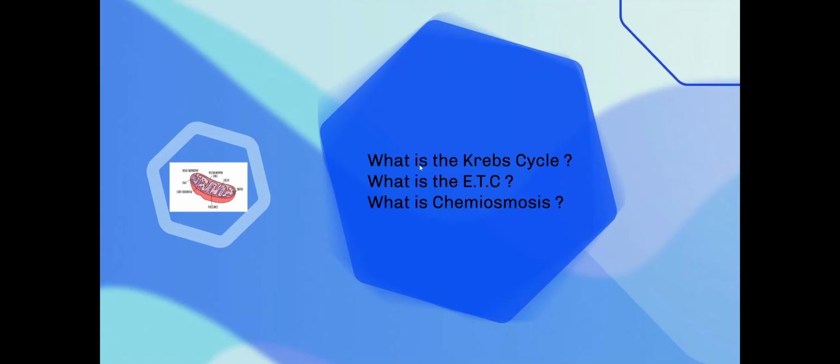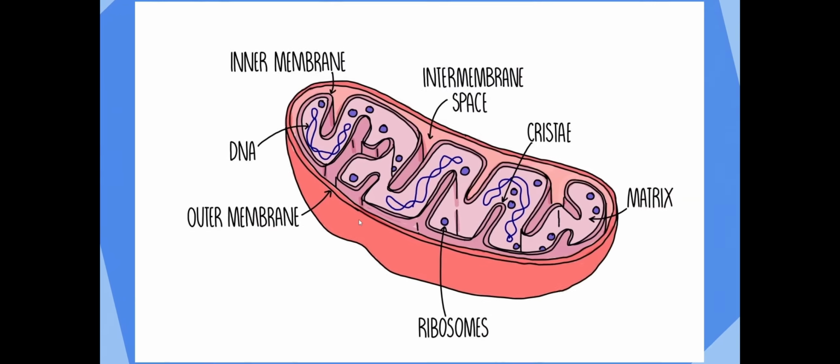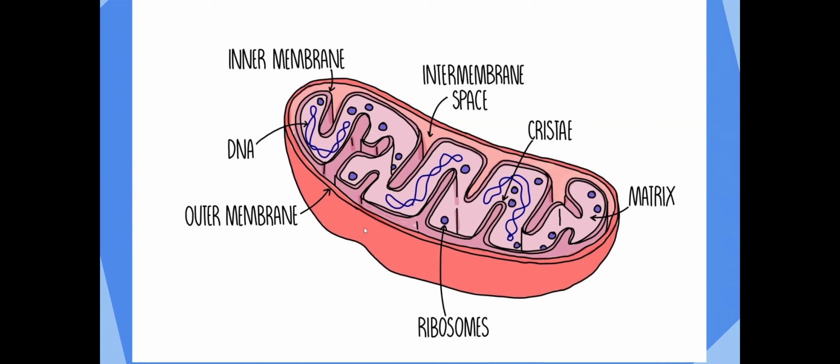So we're gonna learn today what is Krebs cycle, what is the electron transport chain, and what is chemiosmosis. Before that, we gotta hop into the structure of one of these mitochondrions right here.